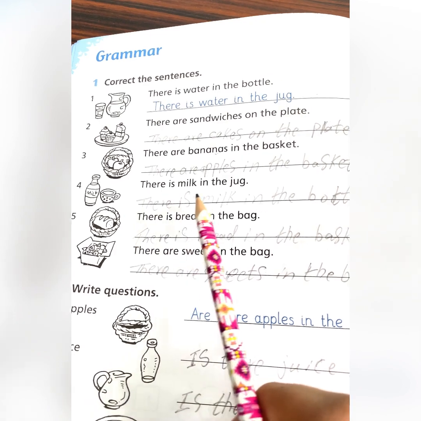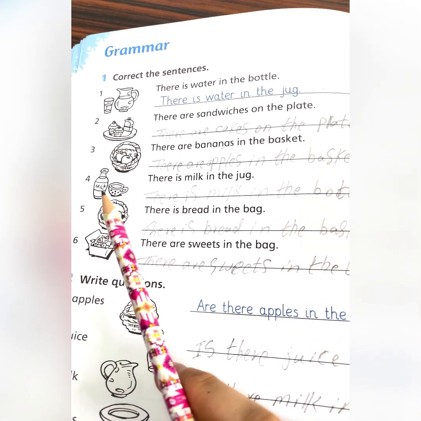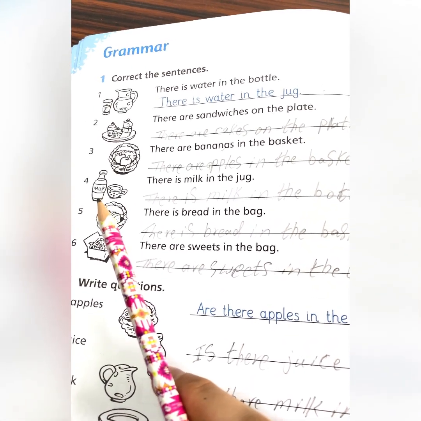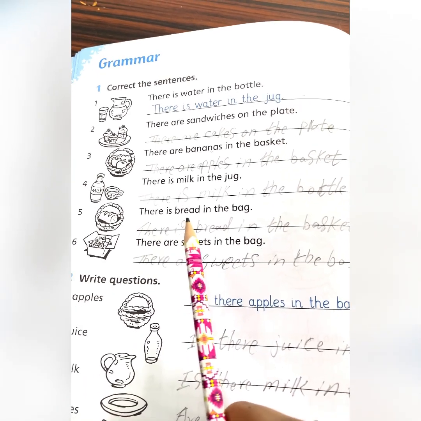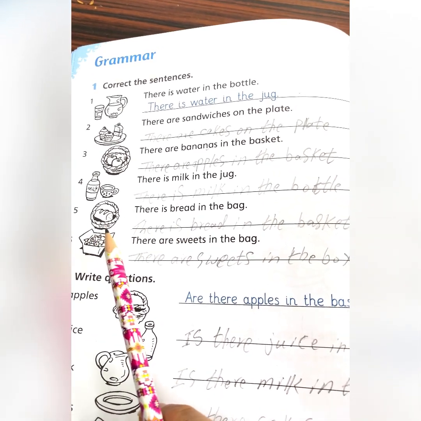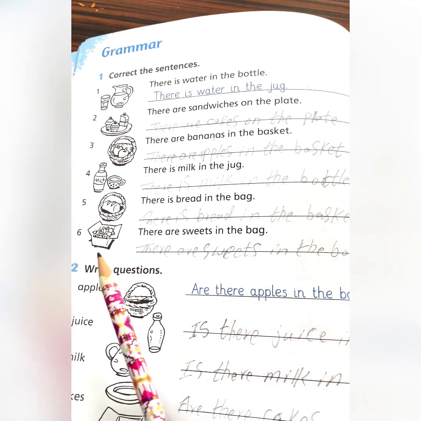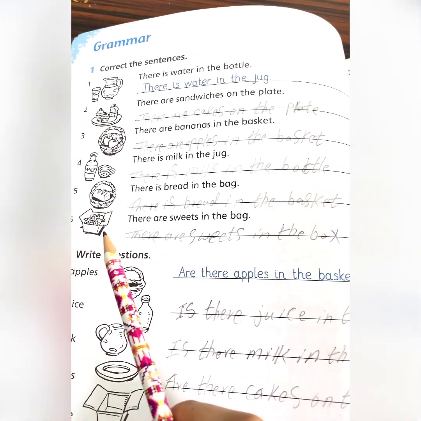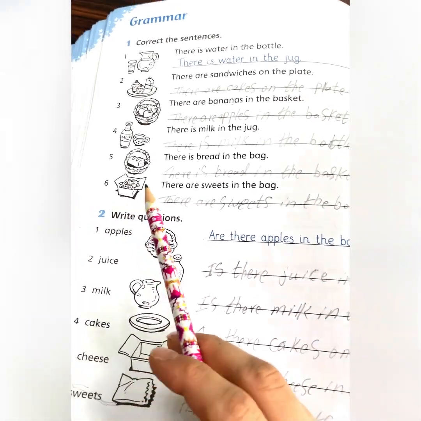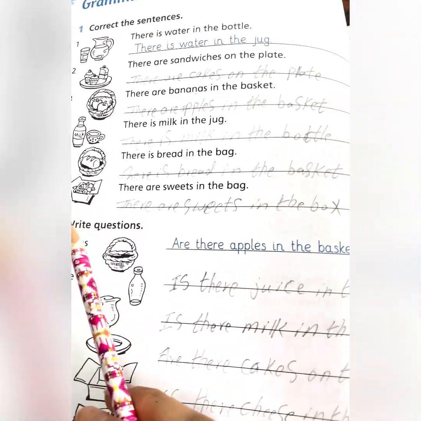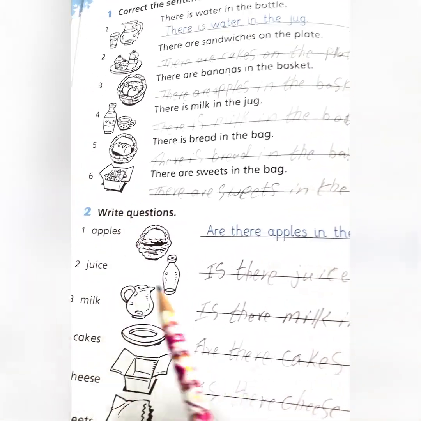Here we have there is milk in the jug. No, there's milk in a bottle. We call it a bottle. There's bread in the bag. No, there's bread in the basket. We call this one a basket. There are sweets in the bag. No, there are sweets in the box. We call this one a box. So we have to write the correct name for the picture.